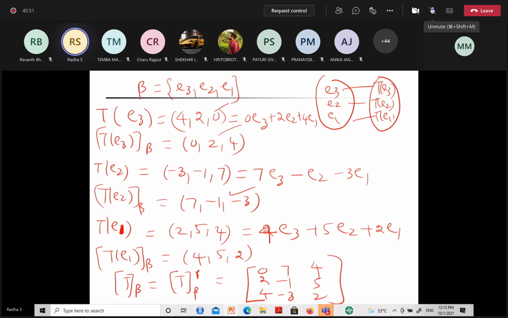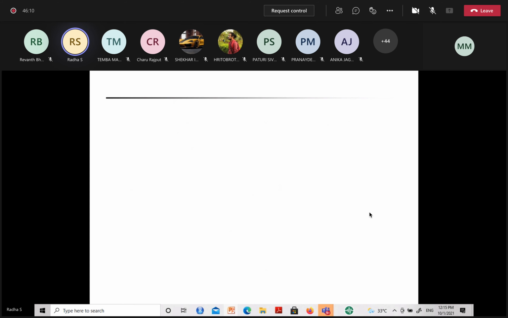That is one side I'm taking alpha, the other side I'm taking beta. E1, E2, E3, and that. Actually, that type usually won't happen because once you fix a basis for R3, both sides you should have the same basis. But anyway, out of your interest, I'm doing.